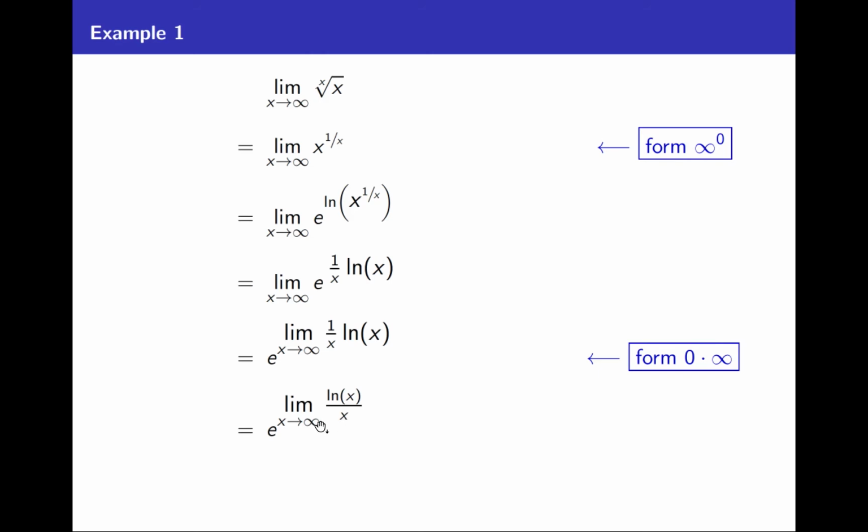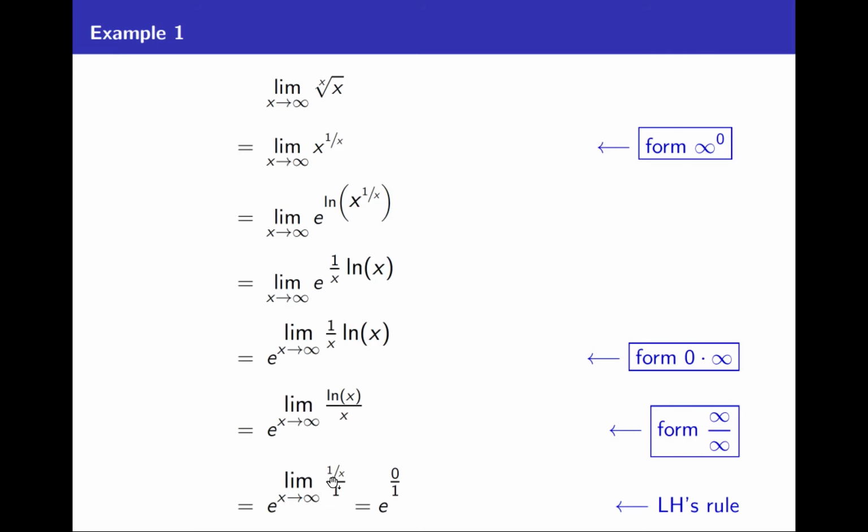Looking at this limit, x is going to infinity, so ln of x is also going to infinity. So this limit that e is being raised to has form infinity over infinity. So we can use L'Hopital's rule on that limit. Let's do so. Just bring down the e and apply L'Hopital's rule to this limit. We get the limit as x goes to infinity of the derivative of ln x, which is 1 over x, divided by the derivative of x, which is 1.